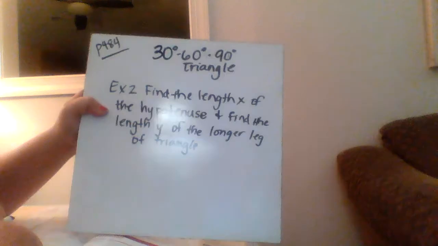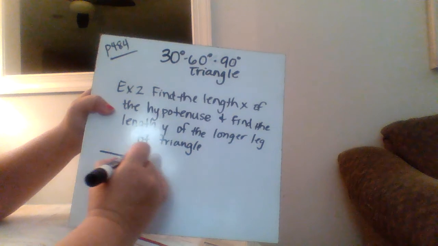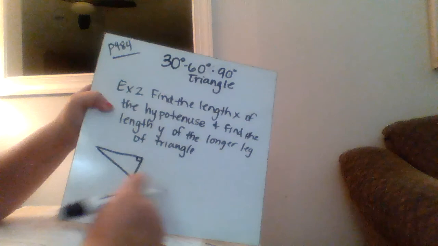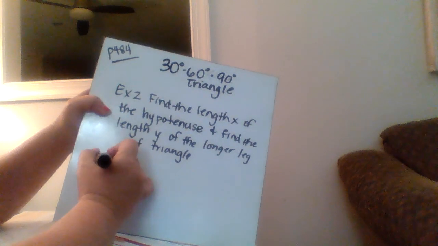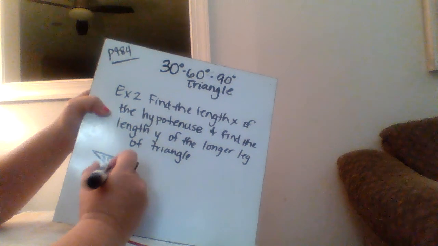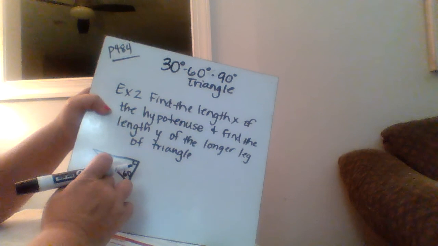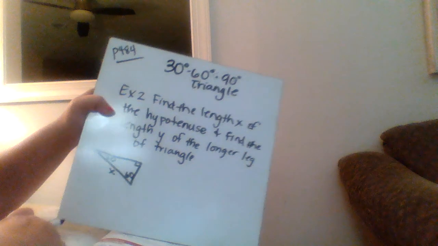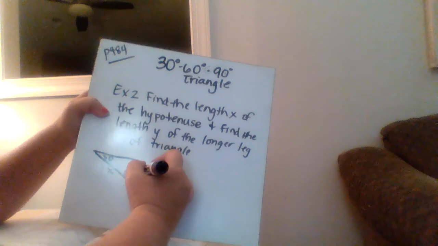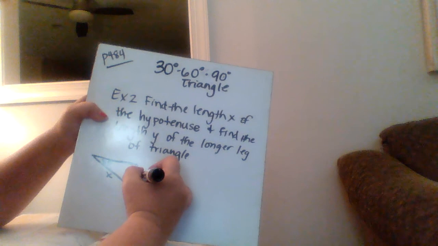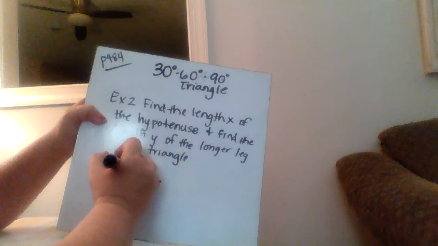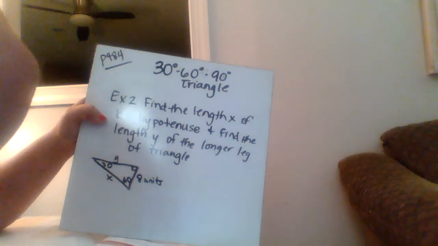So we are given a 30, 60, 90 degree triangle here. That's going to be our 90 degree angle. This is going to be our 30 degree angle. This is our 60 degree angle. We're finding x, the hypotenuse. That's what we're looking for. And then we are given in this particular triangle that our shorter side is 8. I believe it's 8 units. And we're going to look for y, our longer leg there, okay?